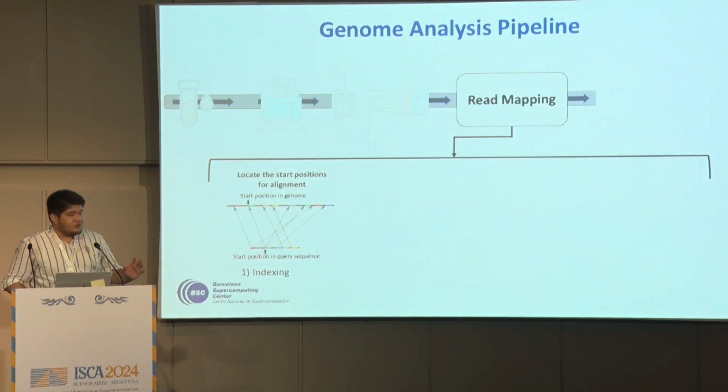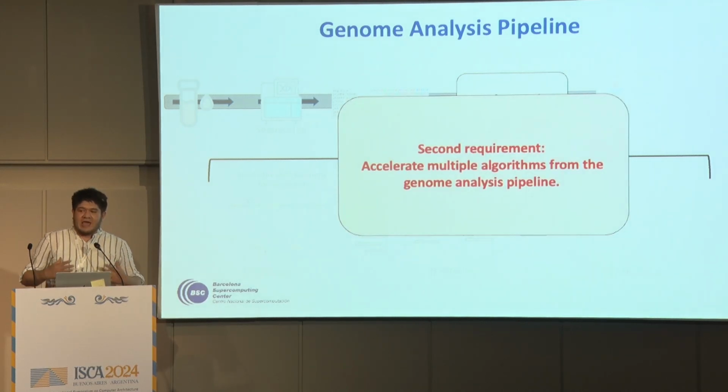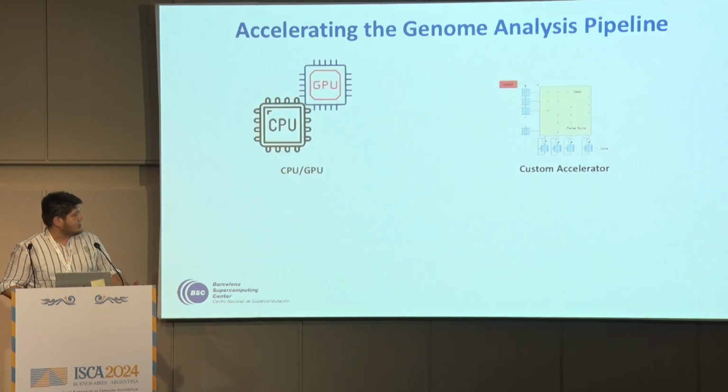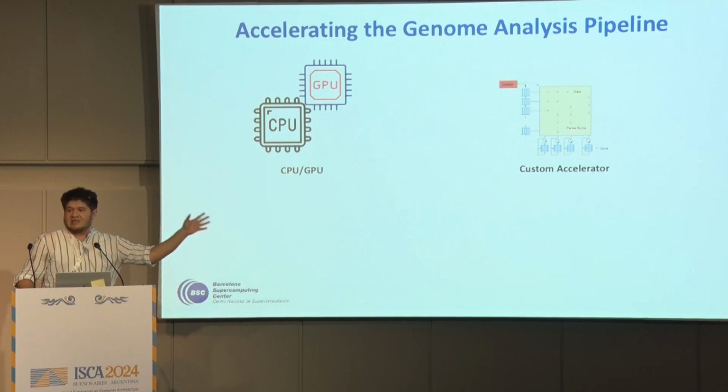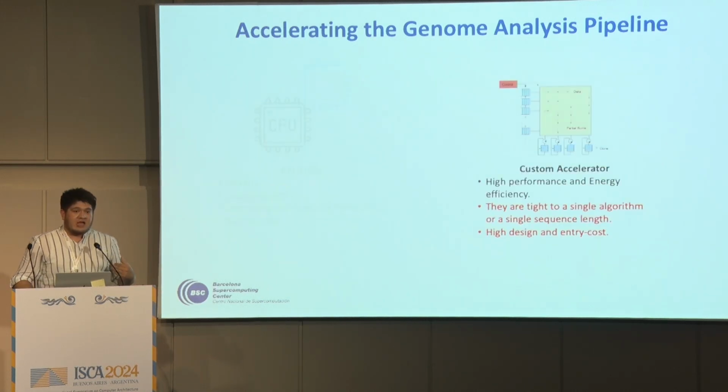Read mapping consists of 3 main steps: indexing, filtering, and alignment. This brings the second requirement to our system: we need to be flexible enough to map multiple algorithms into the same hardware. The 2 candidates that we were analyzing are general purpose hardware and accelerators. On the one hand, general purpose hardware is really flexible, but limited in performance because of this flexibility. On the other hand, accelerators are really efficient and high performance, but they are generally tied to a single algorithm or to single input data.